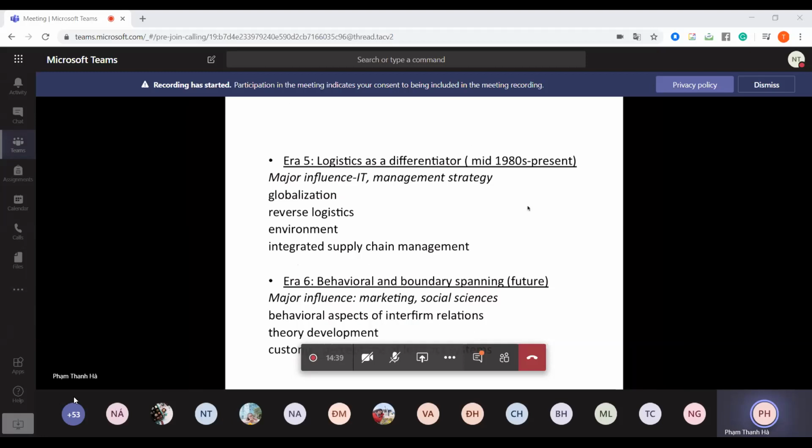It means we have higher levels of development of logistics. We not only think about the activities related to industrial economies, but also about information technologies. Support from information technology can bring a lot of benefits, not only to the logistics system but to the global economy. And of course, you have to think about strategic management, so we have to mention some new concepts like globalization, reverse logistics, environment, and integrated supply chain management.